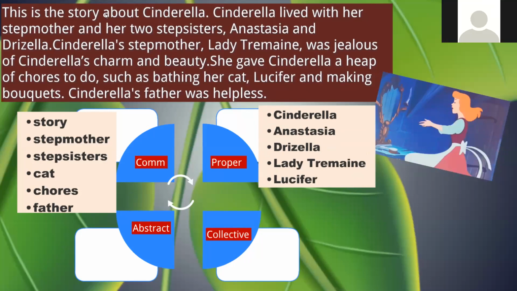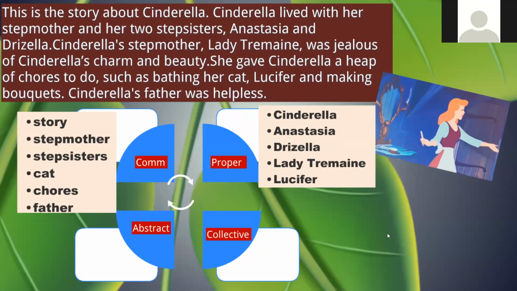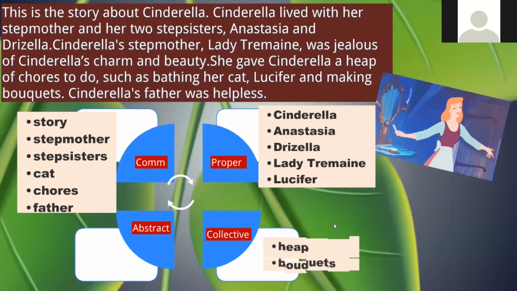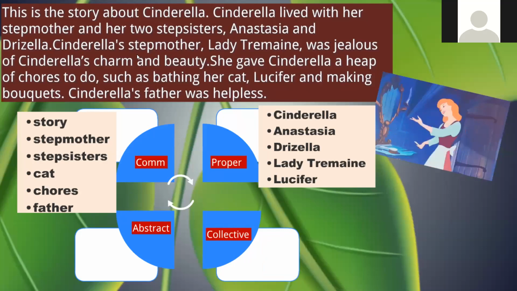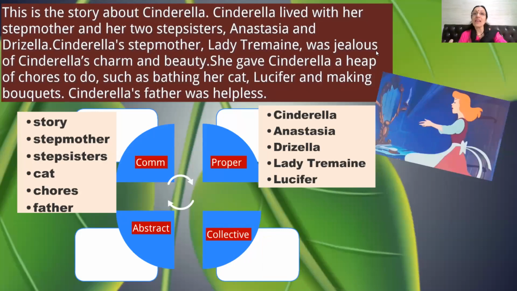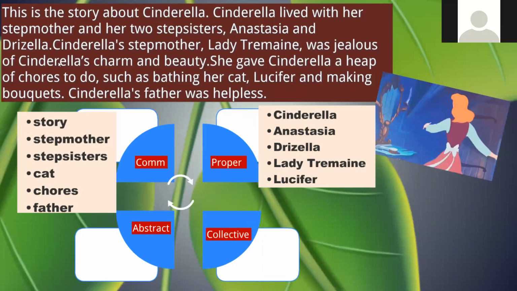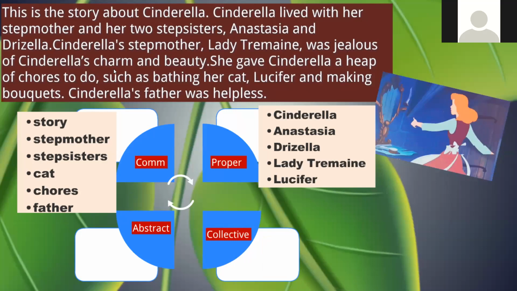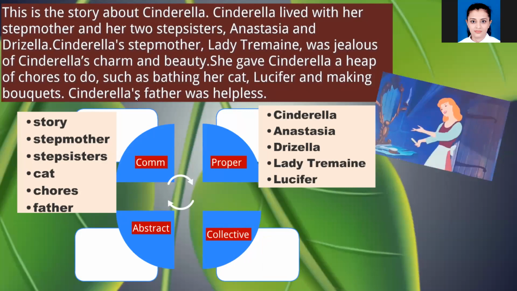Abstract nouns: helpless, jealous, charm. Jealous, as in she was jealous, is an adjective. Jealousy is a noun. Jealousy is an abstract noun. Jealous is an adjective. Jealous of Cinderella's charm and beauty. Charm and beauty, yes, beauty. Very good. Anything else? Charm and beauty.